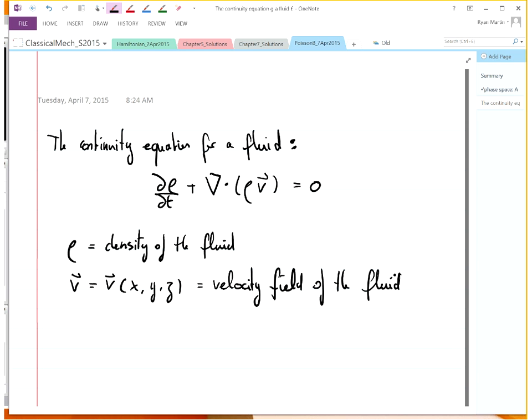So forget for a moment about phase space and just think about liquid. If you have a liquid that's moving around, presumably at different points in space, that liquid is moving at different speeds, different velocities. And how that velocity changes as a function of space is the function v of x, y, and z. And so you agree that if you knew how to describe how the velocity of the fluid depends on position, then you have a good description of how that liquid is moving around.